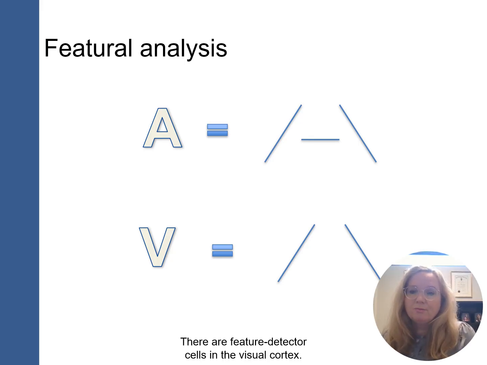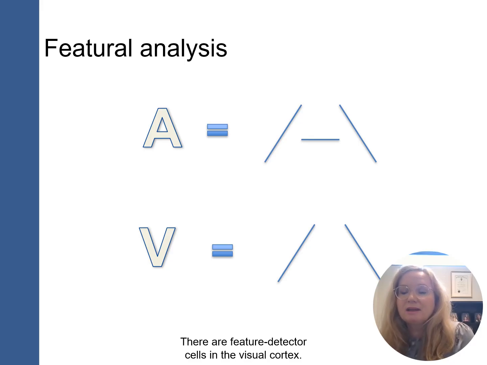So another way of doing this is by features. We do know from neuroscience studies that there are feature detector cells in the visual cortex. So there are certain cells in the back of the visual cortex. If you show a cat a line at a certain angle, there will be a cell that will fire. You can attach an electrode and show that that cell is firing in the visual cortex in response to that particular line and the orientation of the line, but maybe not a different line.